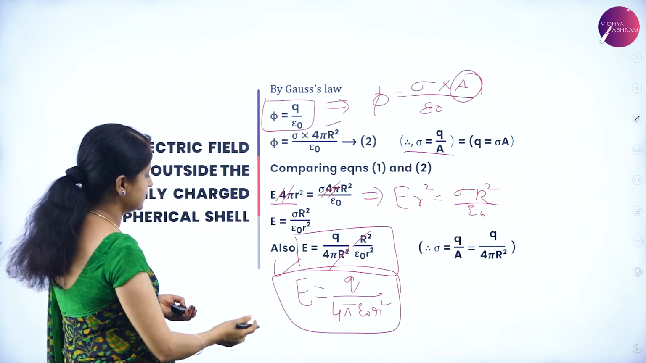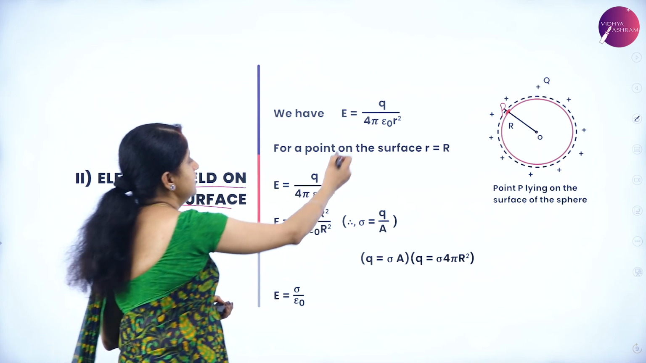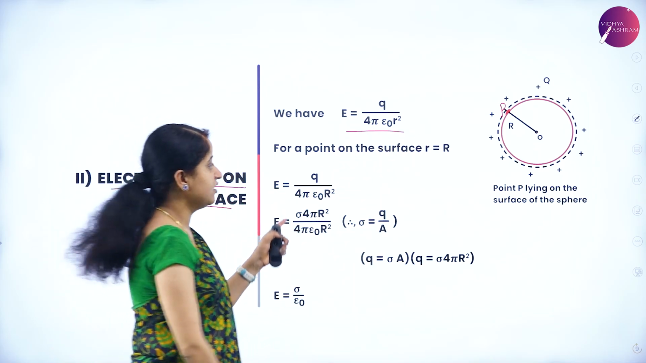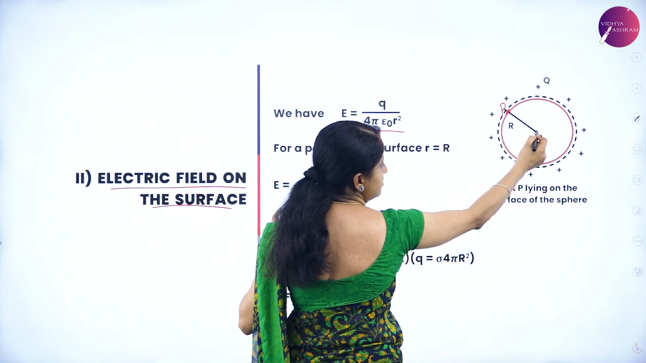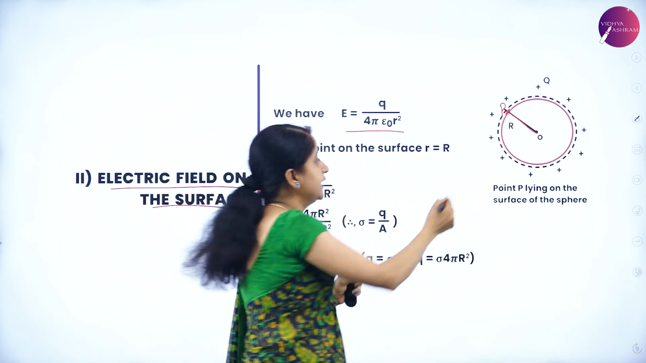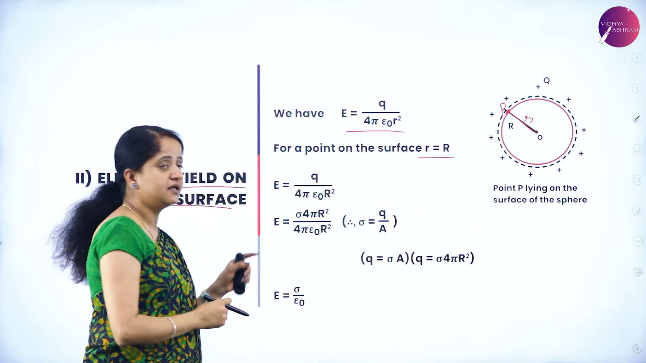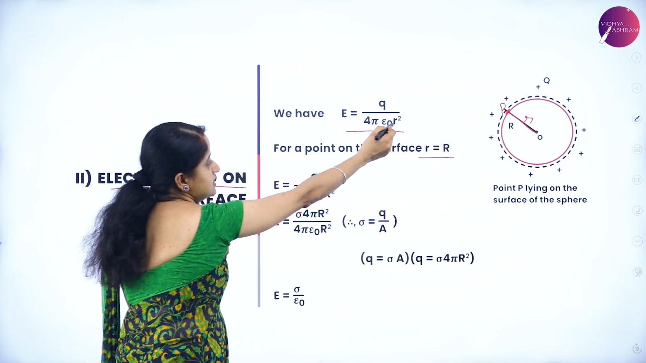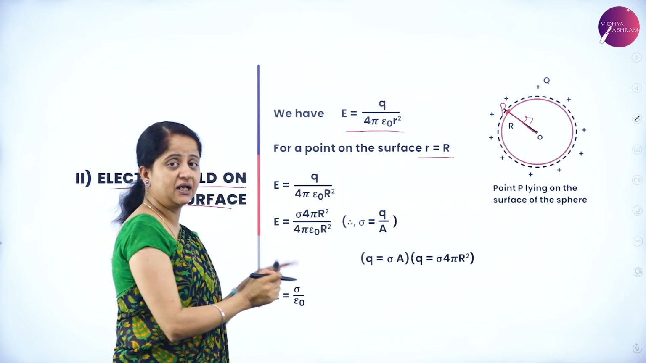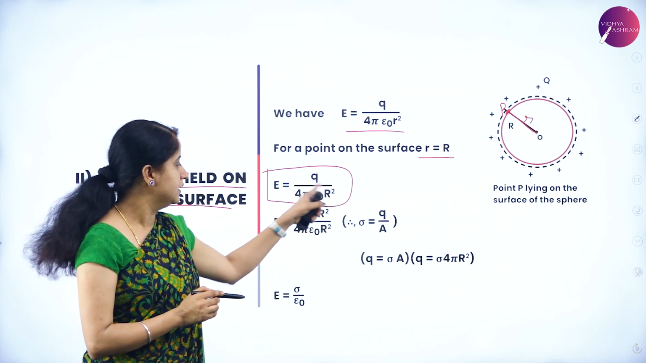So from the previous expression we have E is equal to Q divided by 4 pi epsilon naught r square. So for a point which is there on the surface, now the radius of the Gaussian surface is equal to the radius of the point where it is located. In that condition, small r is equal to capital R. So we can replace the small r square with capital R square, and we get E is equal to Q divided by 4 pi epsilon naught into R square.